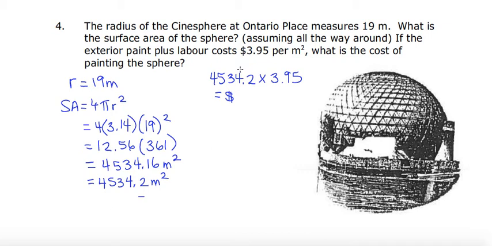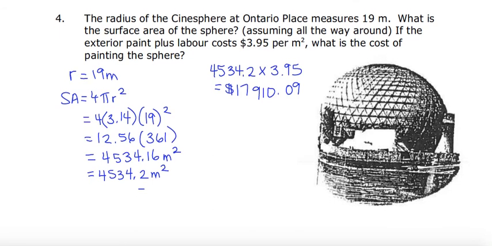So 4,534.2 times $3.95 is equal to $17,910.09. So every good word problem needs a therefore statement.